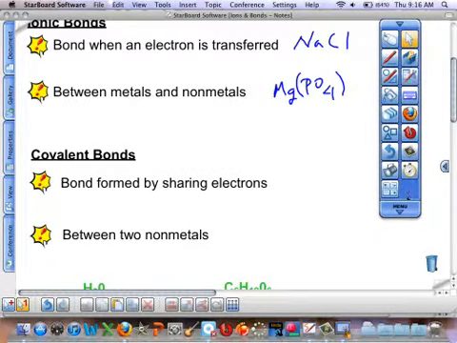All right, that's all I have for you guys today. So I guess it's kind of a quick background on types of bonds.